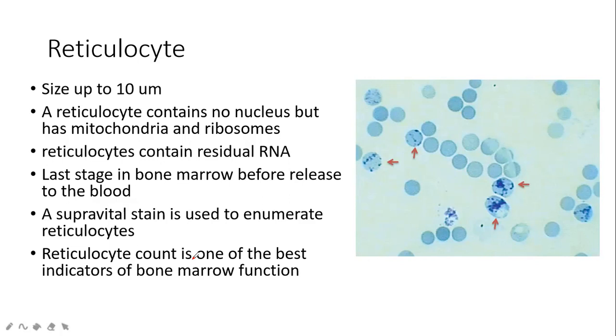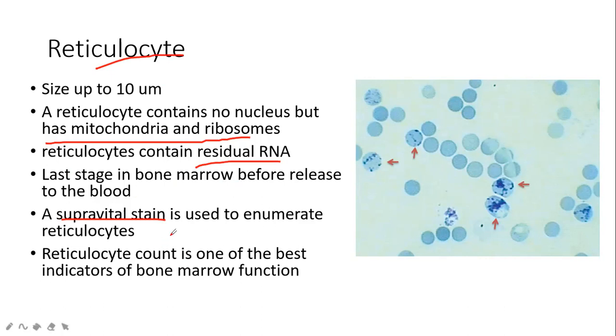Which is, ang size niya is around 10 micrometers. So during this time, wala na siya nucleus, but naa pa siya mitochondria as well as your ribosomes. And naa pa po siya residual RNA. Pag mag-stain ka og blood smear, specific ang stain in identifying your reticulocyte, which is your supravital stain. Pag maggamit ka og supravital stain, makakita ka og mga blue dots sa imong red blood cell that actually signifies the presence of RNA. So si reticulocyte is the last stage sa imong bone marrow before siya ma-release sa imong blood.